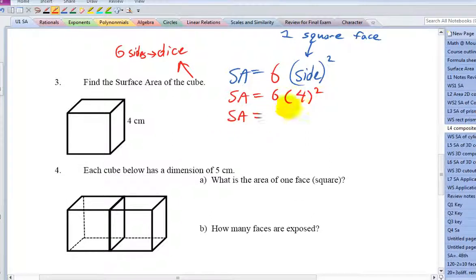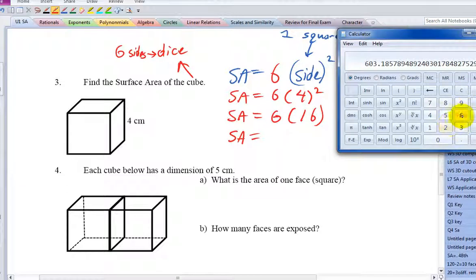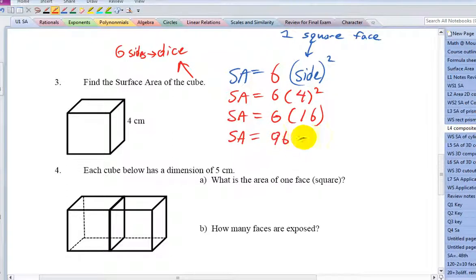And we always have to go exponents first. Okay, so 4 squared is 16. So what our calculator is doing is going 6 times 16. We want to make sure we're following BEDMAS. And the calculator does it automatically for us. But when you're doing other math stuff, you need to know the order. Okay, so 6 times 16, 96 centimeters squared. Any questions about this? Find the area of 1 square face and then count how many faces you have.